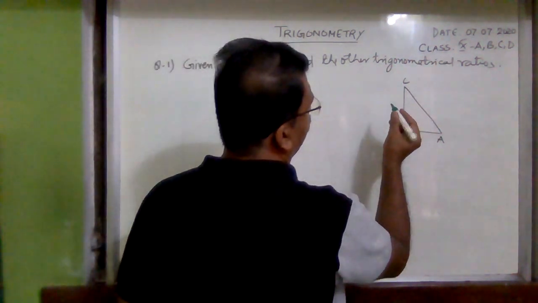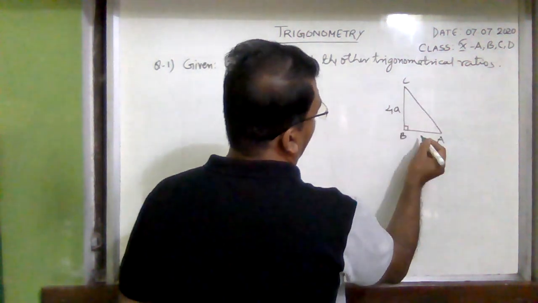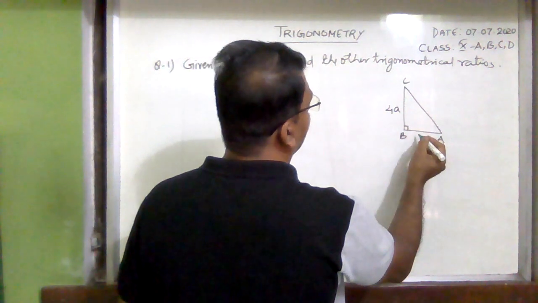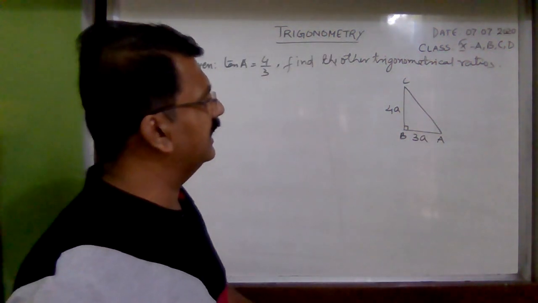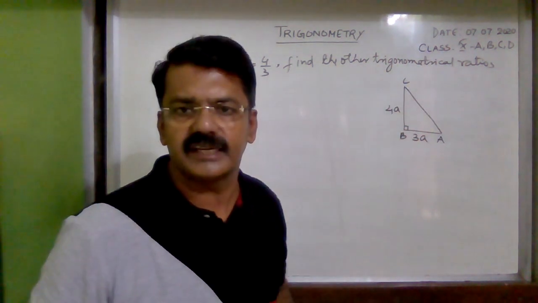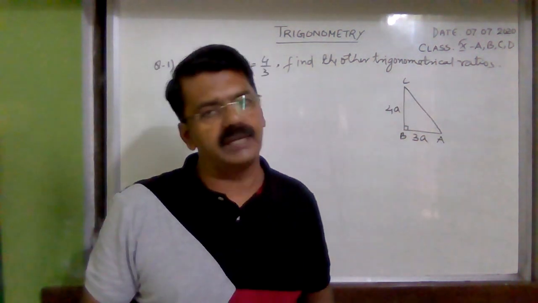In this way we can say the length of BC is 4a and the length of BA will be 3a. We cannot say that exactly the length of BC is 4 centimeter and 3 centimeter because it is only the ratio. That is why I have written 4a and 3a.